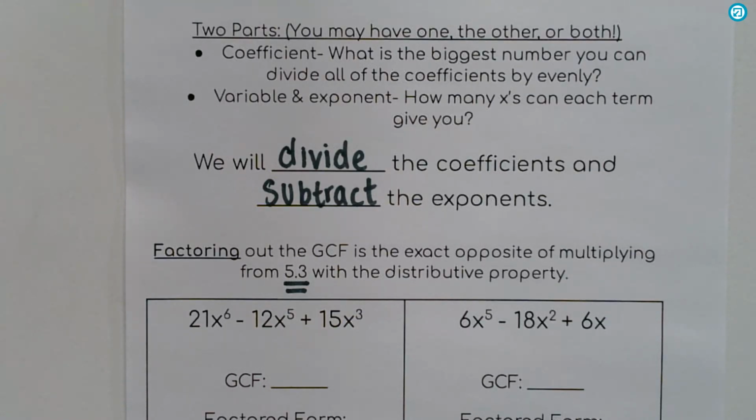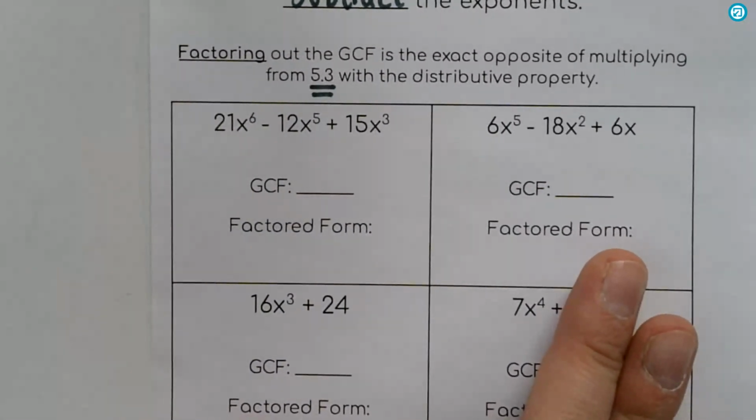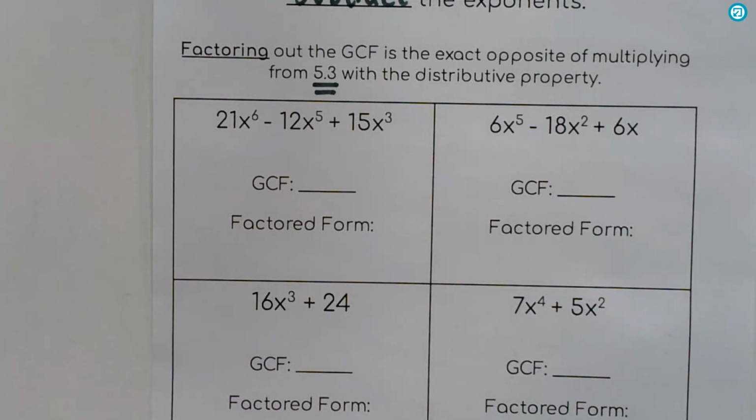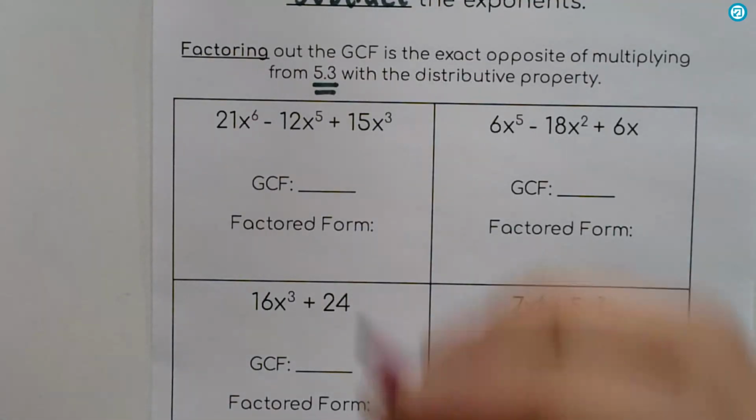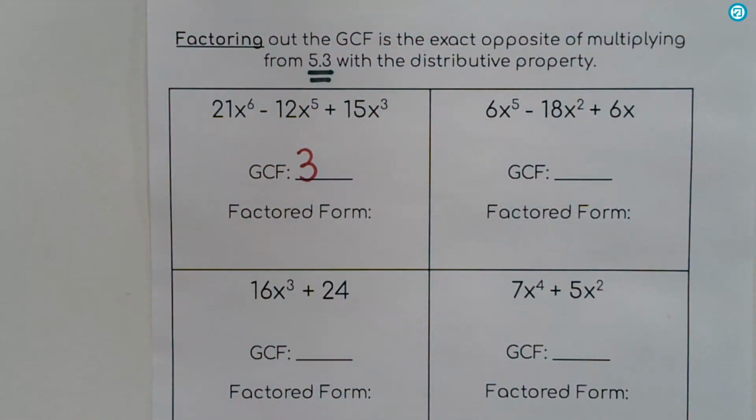Okay, so we've got four examples here. The first two have both parts, the last two just have one part or the other. The first problem we have is 21x to the 6th minus 12x to the 5th plus 15x to the 3rd. We always want to deal with the coefficients first. So we want to look at 21, 12, and 15 and find the biggest number we can divide all of those by. What can we divide 21, 12, and 15 all by? 3. We cannot divide them by anything bigger, so that is going to be the coefficient part of my GCF, a 3.